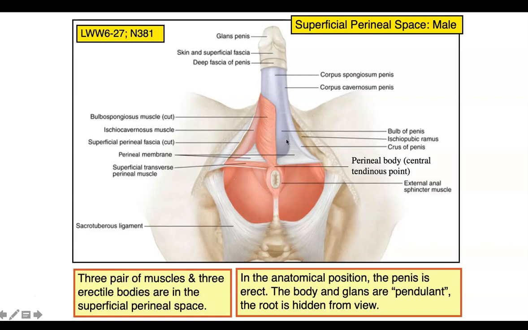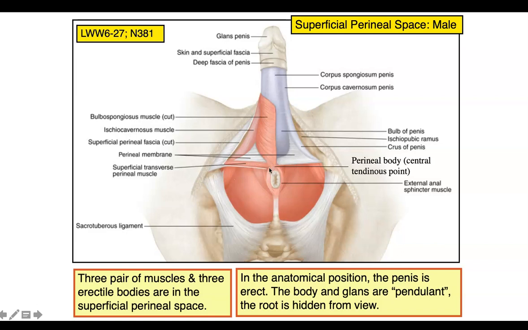Also, it is covered by the ischiocavernosus muscle. So on each side, the crus of the penis is covered by the ischiocavernosus muscle. And the bulb of the penis is covered by the bulbospongiosus muscle. The two bulbospongiosus muscles meet in the center by a median raphe.